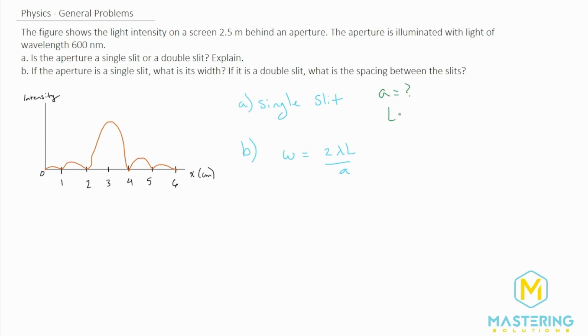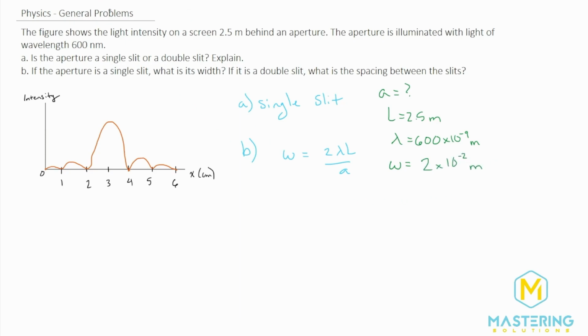We're told that L is 2.5 meters. Lambda is 600 nanometers, or 600 times 10 to the negative 9 meters. And then we're not told in the question, but we can figure it out from our figure here that W, which is the width of the central bright maxima, is 2 centimeters. So we have 2 times 10 to the negative 2 meters.